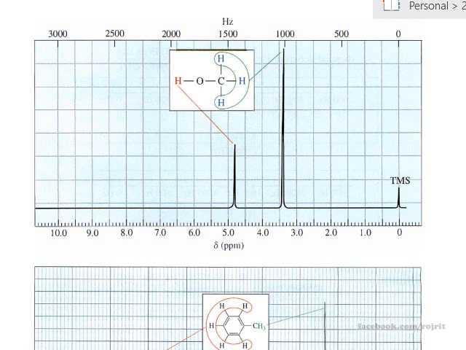Okay, so these are examples for proton NMR spectra. First, this is the methanol molecule. As you can see, there are two types of hydrogen atoms, the red one and the blue one. For the blue one, this is CH3, right? That is attached with a very high EN oxygen atom.